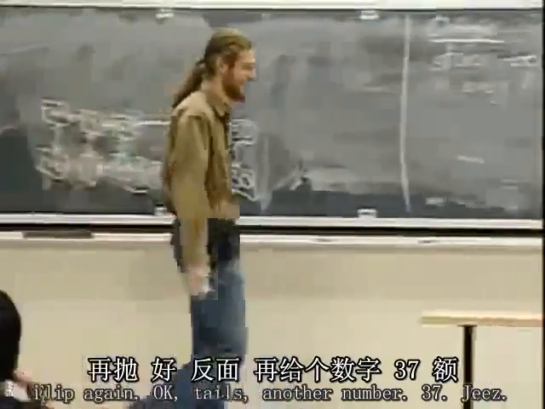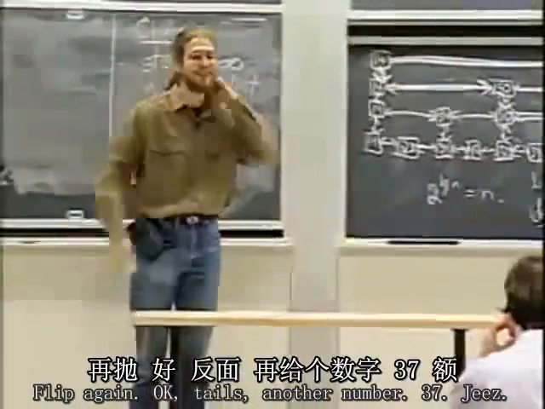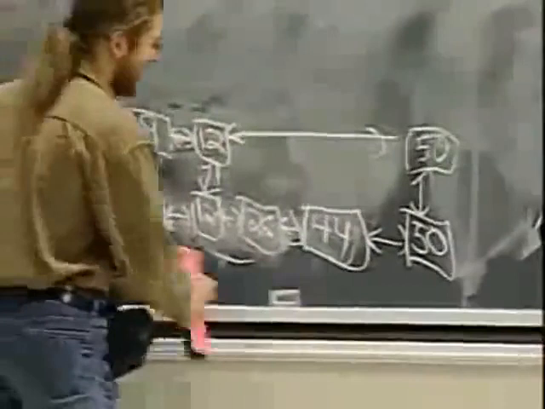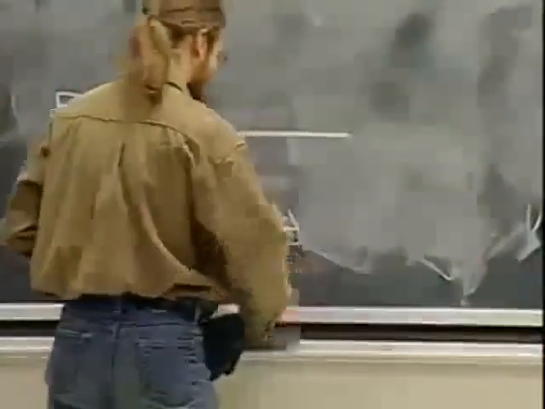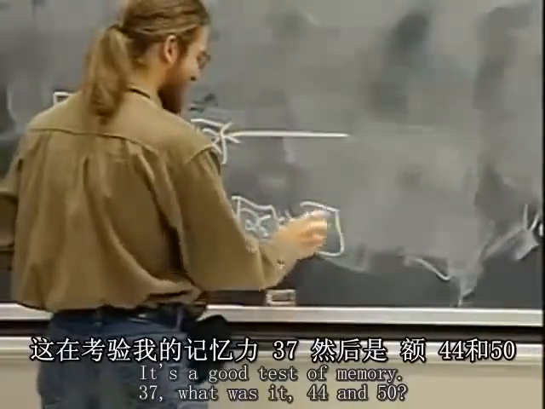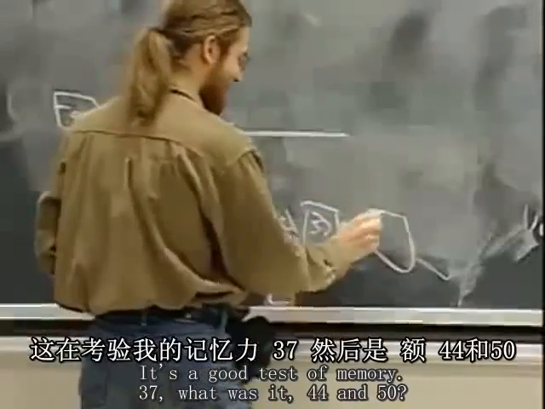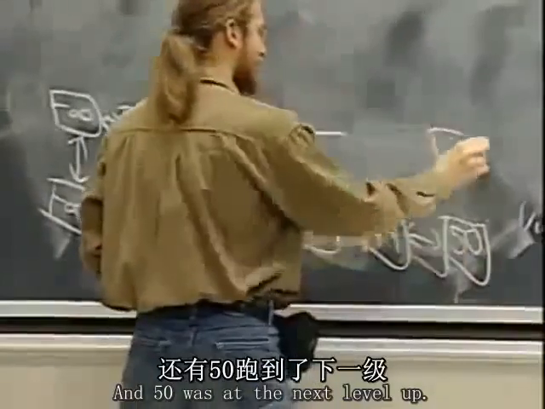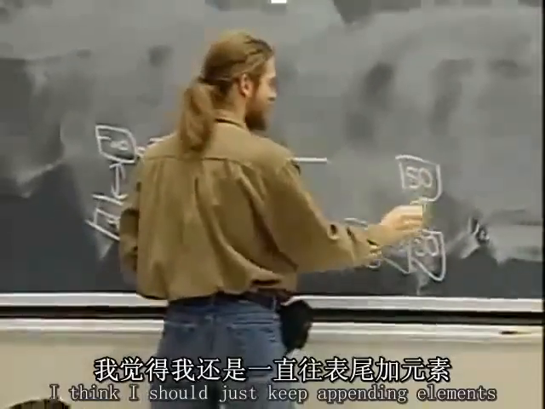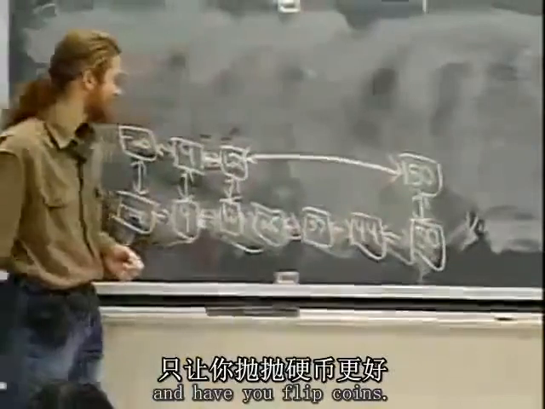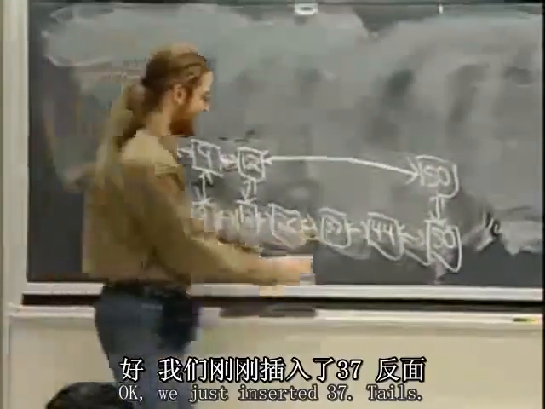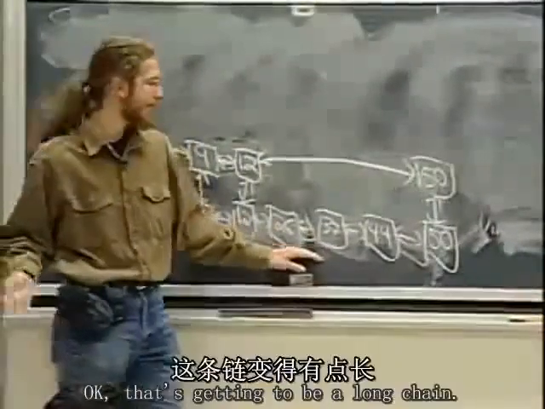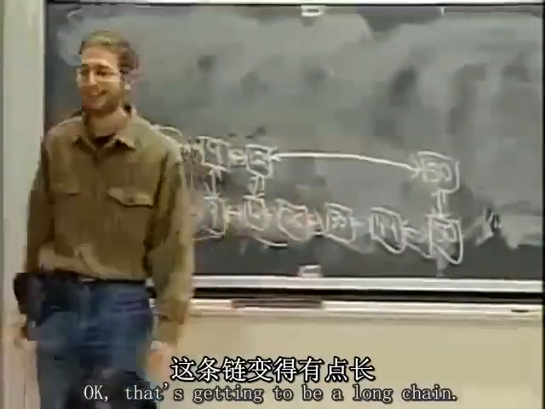Okay, tails. Another number. 37. Jeez. It's a good test of memory. 37, what was it? 44 and 50? And 50 was at the next level up. I think I should just keep appending elements and have you flip coins. Okay, we just inserted 37. Flip. Tails. That's getting to be a long chain. That looks a bit worrisome.